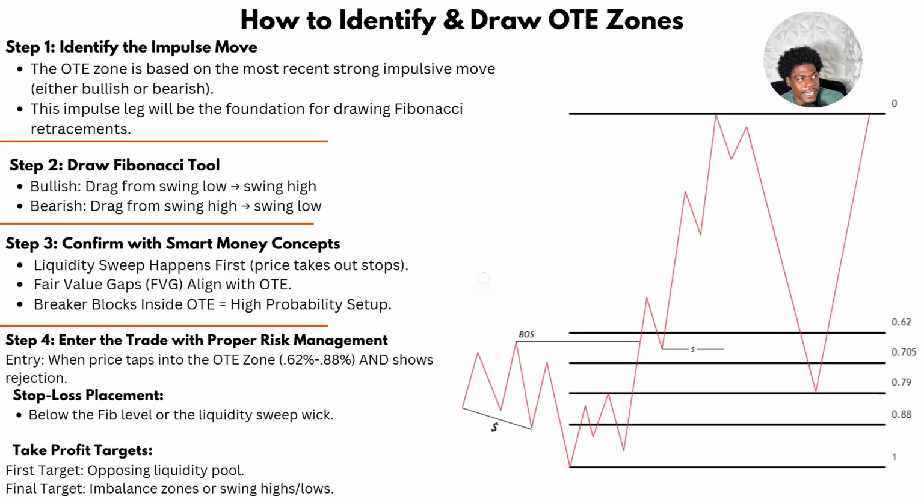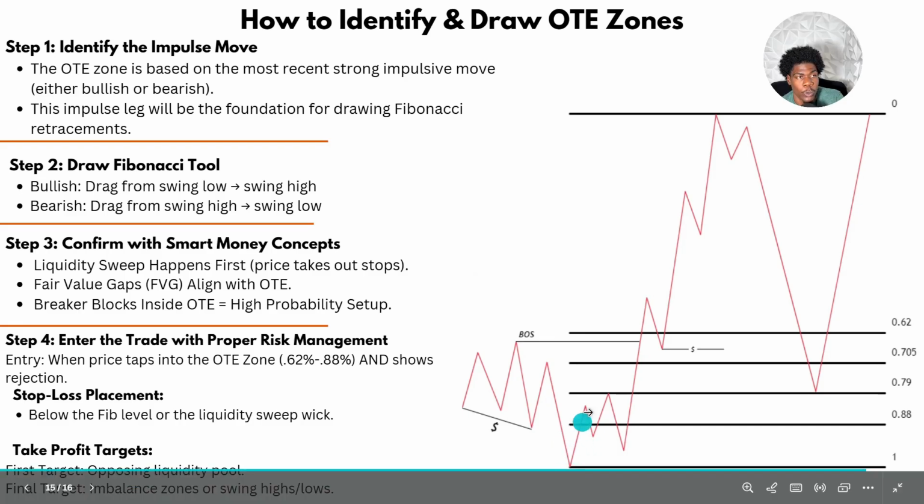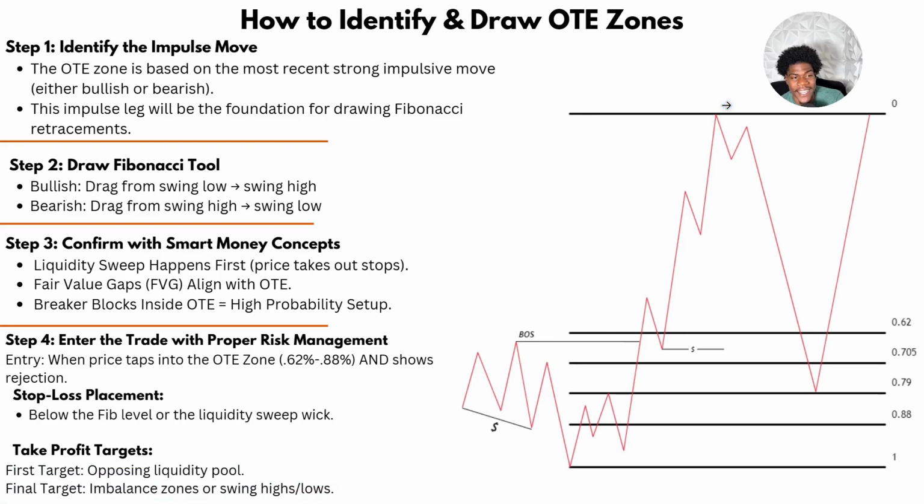The first step is to identify the impulsive move. The OTE zone is based on the most recent strong impulsive move, either bullish or bearish. This impulsive leg will be the foundation for drawing your Fibonacci retracement. We see price came from this old low and rallied higher to this old high right here. This right here is our impulsive leg. You will place your Fibonacci from the low to the high of that leg. This right here is where you'll be expecting your retracement. If you are bullish, you draw from the swing low to the swing high. If you are bearish, you drag it from the swing high to the swing low.